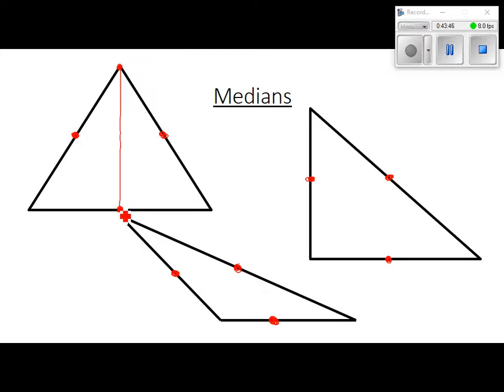Median. Do it for the other one. Median. Do it for this one. Median. What's that point called right there in the middle? Centroid. Do that for all 3 triangles. What should happen when you draw all those 3 segments in there? Every time they should all cross somewhere at one point, right?